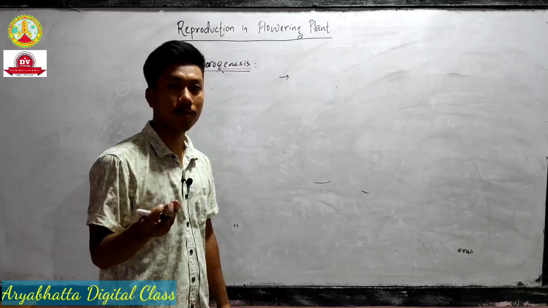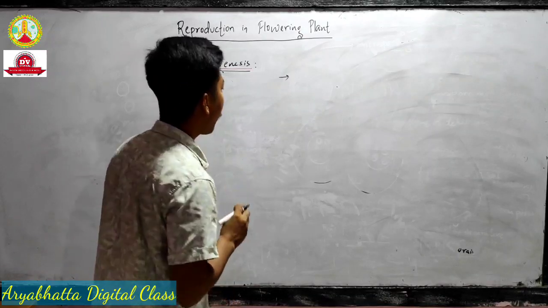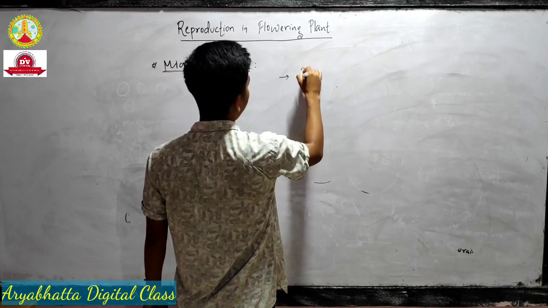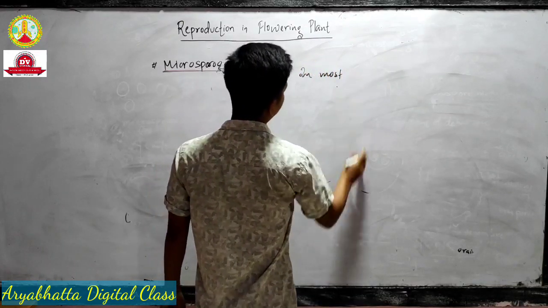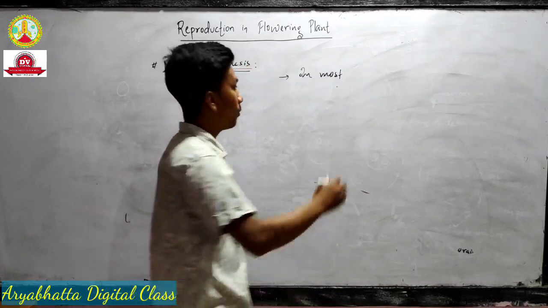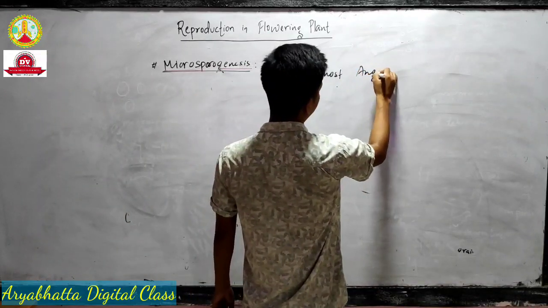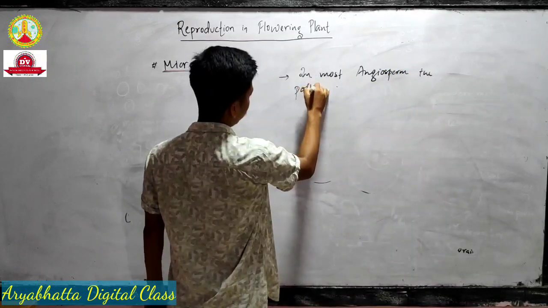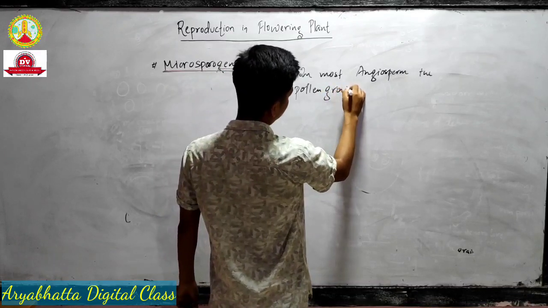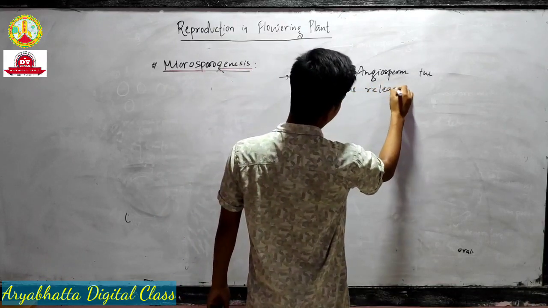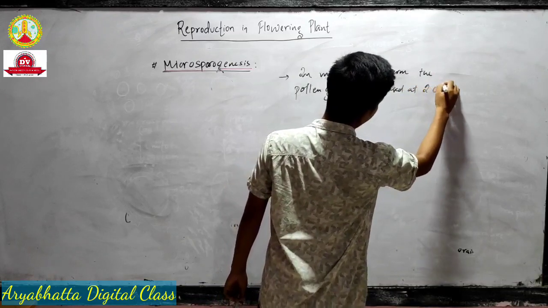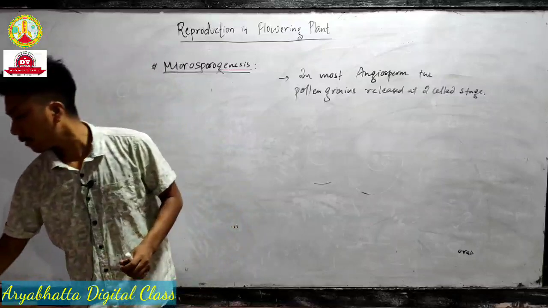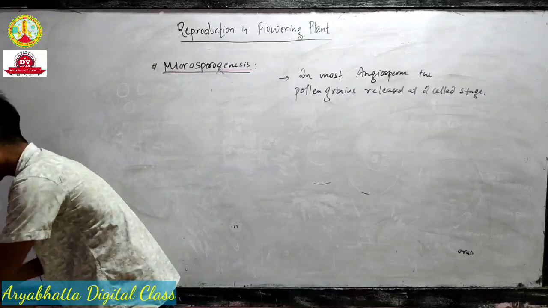Okay, there are a few important terms that you need to know about pollen grains. So how pollen grain is produced, we have seen. And there are a few important terms that we need to know: in most angiosperms, the pollen grain is released at 2-cell stage. Remember, in most angiosperms, the pollen grains are released at 2-cell stage.